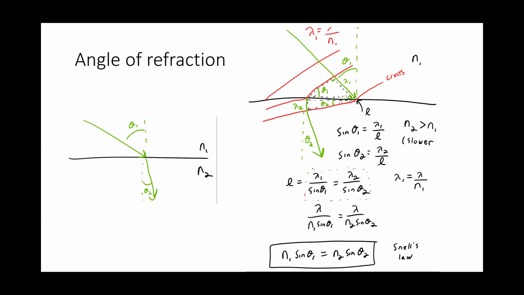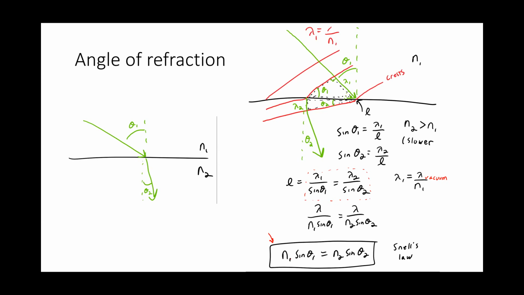If I know the index of refraction, I can write each of these wavelengths in terms of the vacuum wavelength divided by the index of refraction, which means the vacuum wavelength is going to cancel out, and I'm going to be left with the index of refraction on side 1 times the sine of the incident angle is equal to the index of refraction in the second medium times the sine of that angle. So this is where Snell's law comes from.